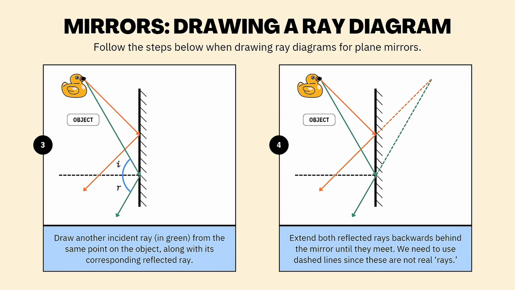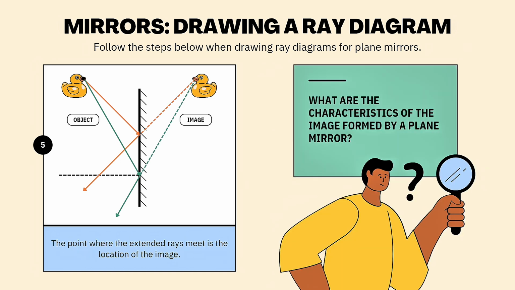Extend both reflected rays backward behind the mirror using dashed lines. These dashed lines are not real rays. They only show where the rays appear to come from. The point where the extended rays meet behind the mirror is the position of the image.